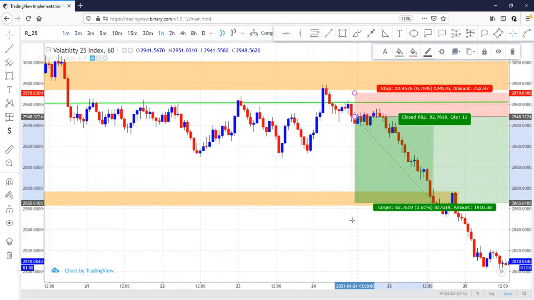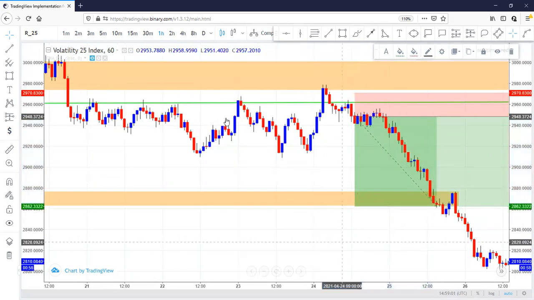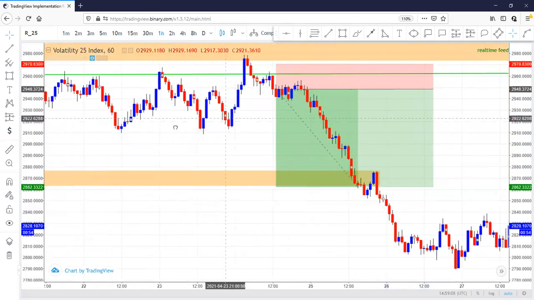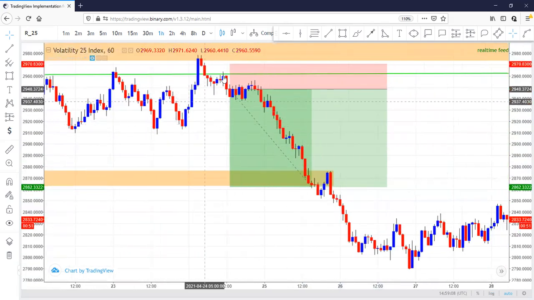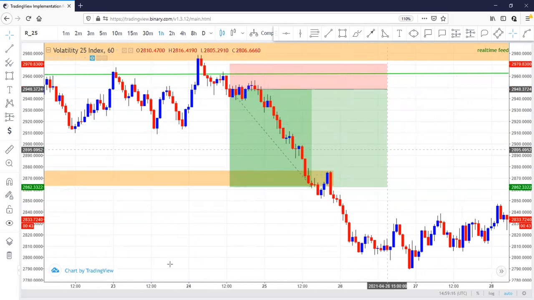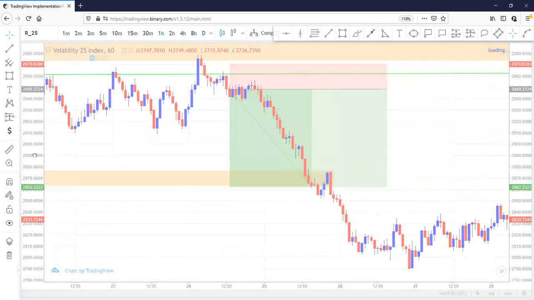Remember, we said we target the previous low on the higher time frame, and look at that. A very good and clean entry. Tight stop loss, very good stop loss, and we have a very good take profit. So that's one example. We will go and look for another example.